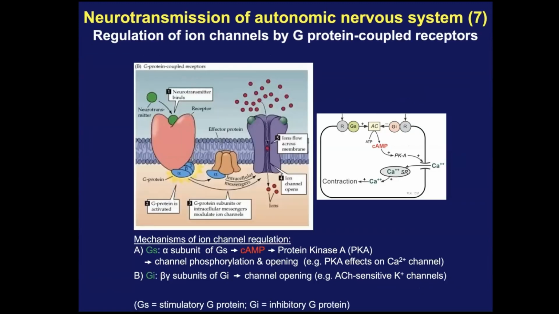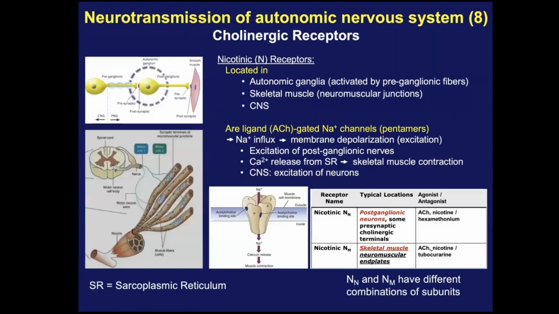We have talked about the M receptors. Now let's look at the N receptors. The N receptors are found in the autonomic ganglia. They are expressed on the cell membrane of the post-ganglionic neuron, on the cell body. When the acetylcholine is released from the first neuron, the acetylcholine activates these receptors, causing the excitation of the second neuron.